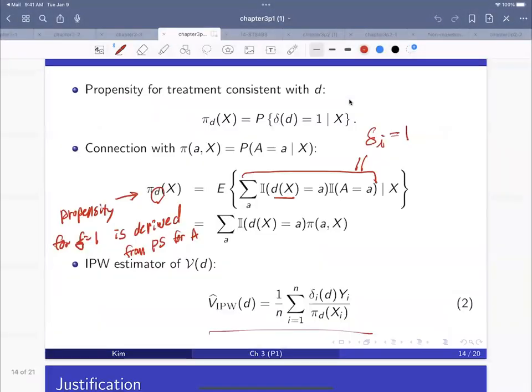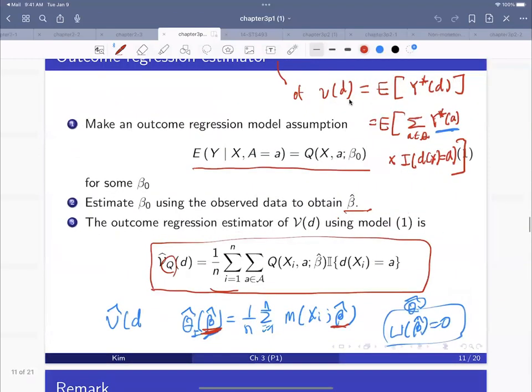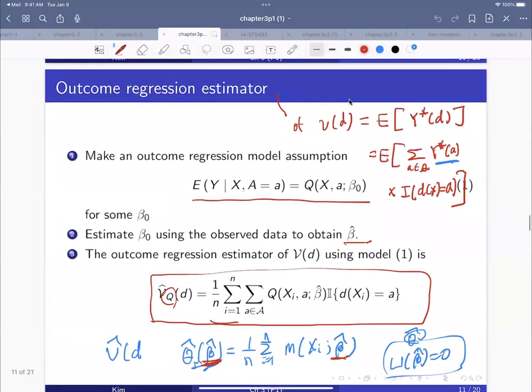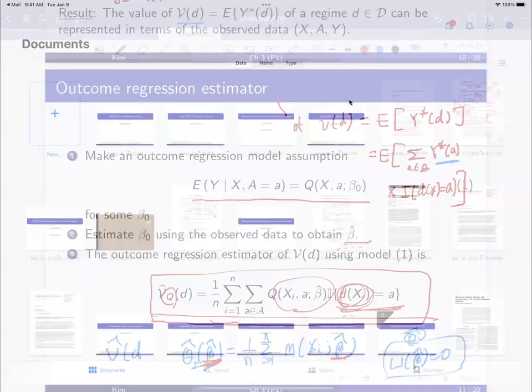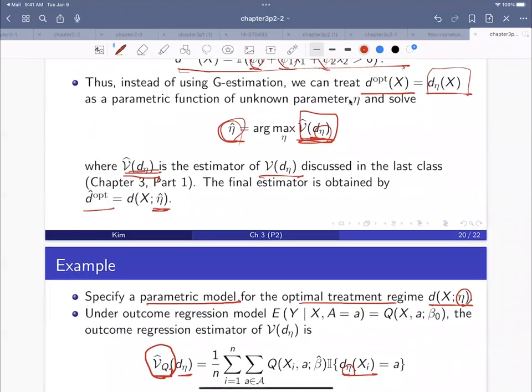If you look at this Q-learning one, the regression estimator of the value, basically we have an outcome model, and then we have a decision rule. In this case, this decision rule D(x) is known. But now the tricky part is that the decision rule is known up to eta. And then we use this as a function of eta and then optimize.